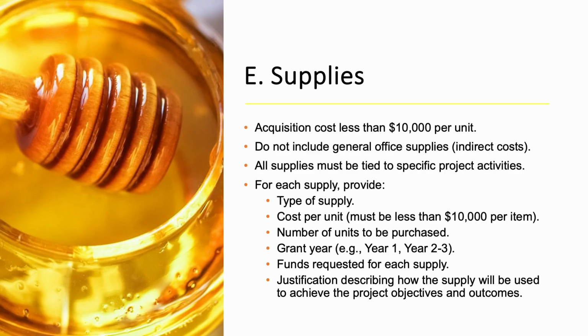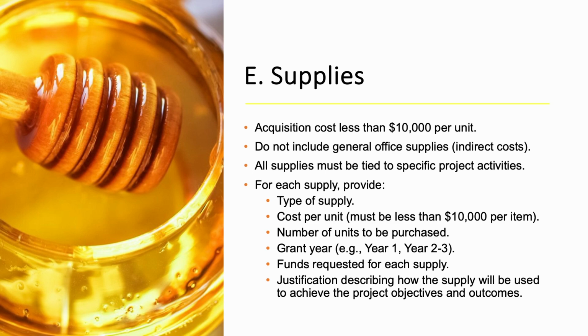Category E is for cost to purchase project supplies. Supplies include any items costing less than $10,000 per unit and are used exclusively for the objectives of the project. The supplies category should not include any general office supplies such as paper, printer ink, or pens, as these are considered indirect costs. Those are not allowable as direct costs unless they are solely and specifically used for a project activity and can be directly assigned to such an activity relatively easy with a high degree of accuracy. All supplies must be tied to specific project activities.